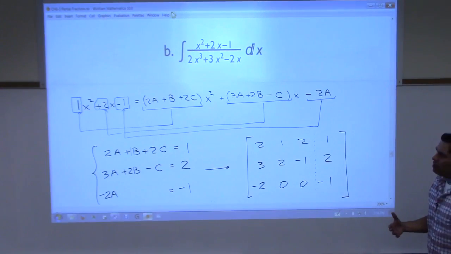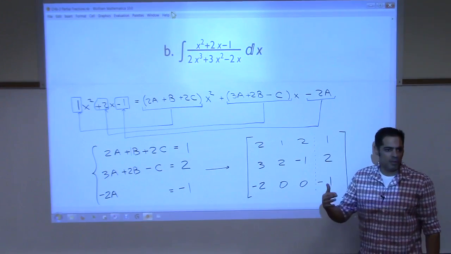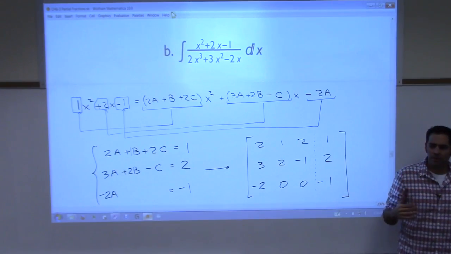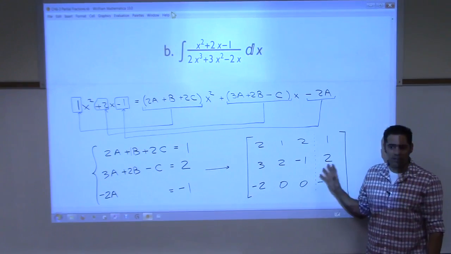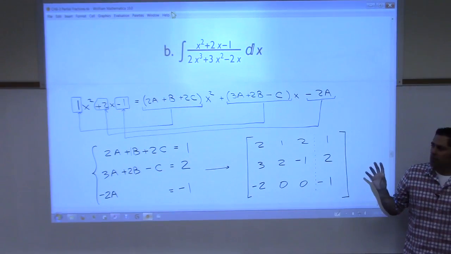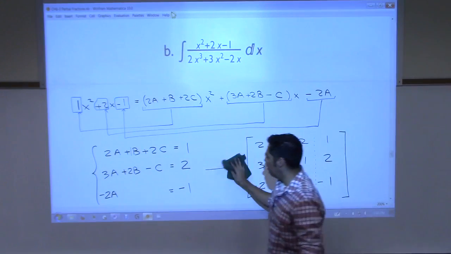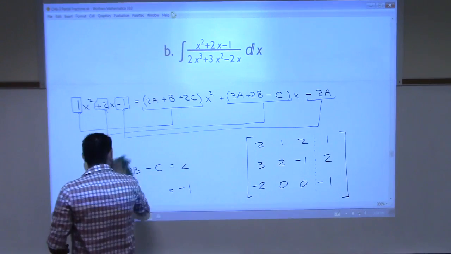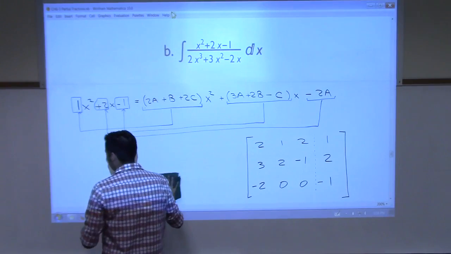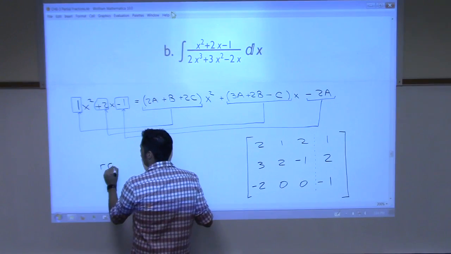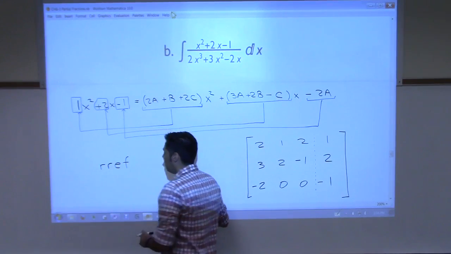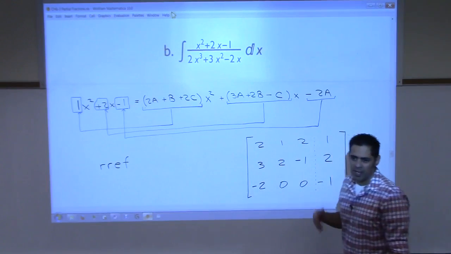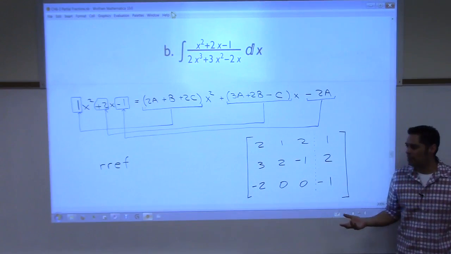The TI calculators have evolved over time, all right? And there's different ways that you can ask your calculator to solve this system of equations. What I'm going to do is call on a function that's built into all the TI calculators. They all have this built-in function called RREF, which stands for reduced row echelon form, which again is a terminology we use in linear algebra.